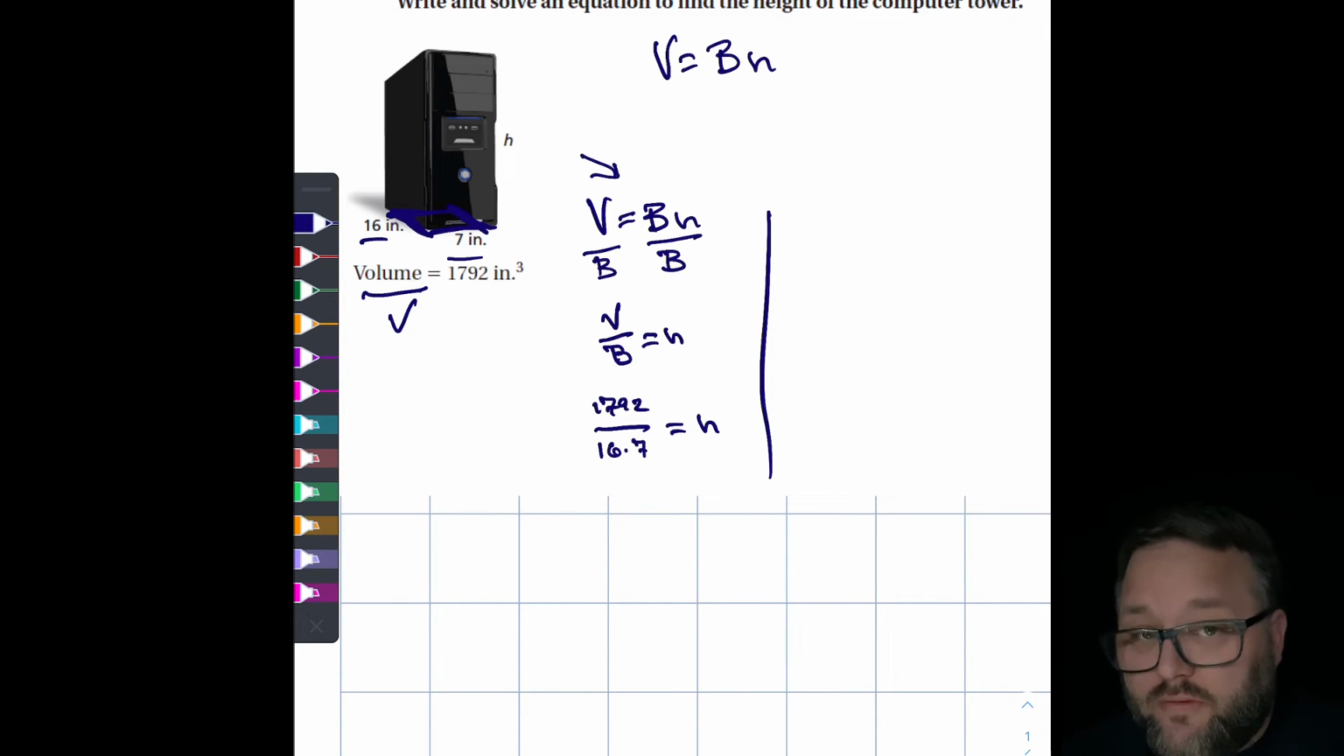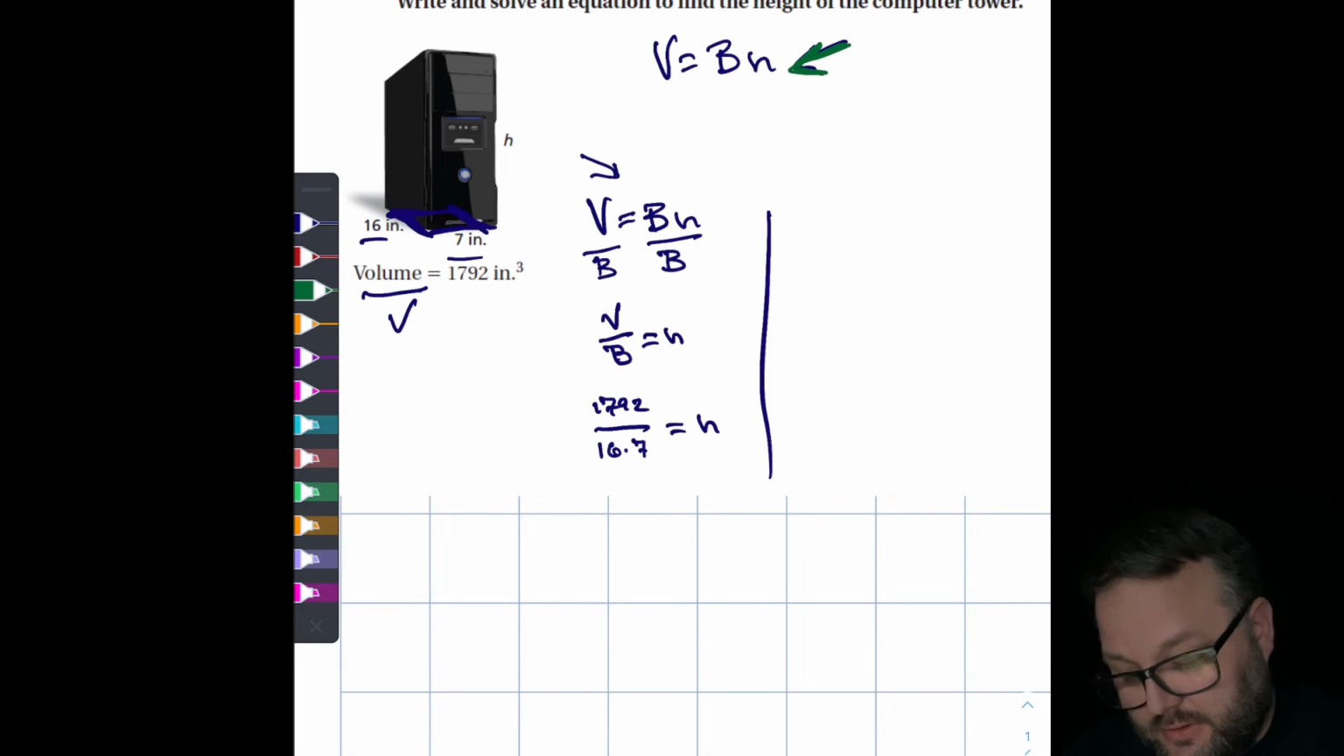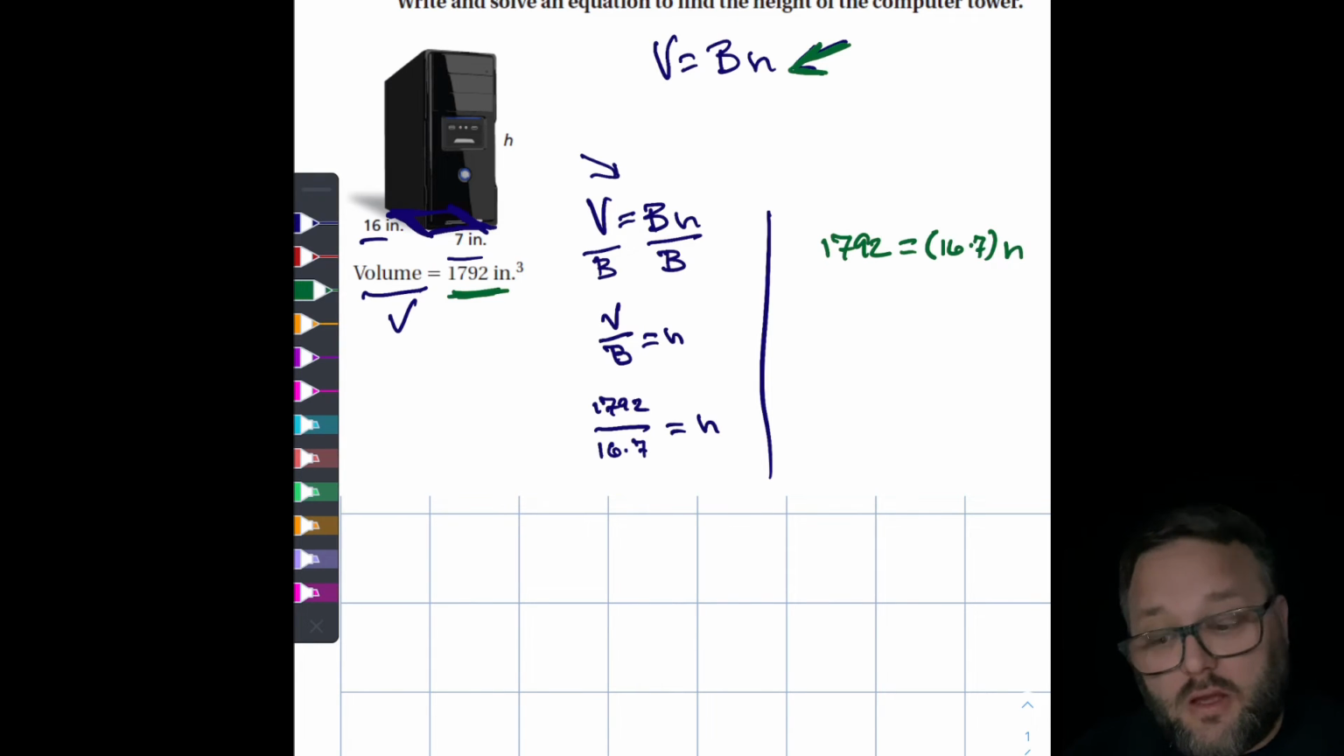Now let me show you, we could have actually done that substitution first, then rearranged. We're going to get the same answer. So here, again, I'm going to start with this equation, but instead of rearranging the variables, I'm going to go ahead and substitute. We're going to start with substitution first. So I can say 1,792 equals the area of my base, which is 16 times 7, times H, okay?